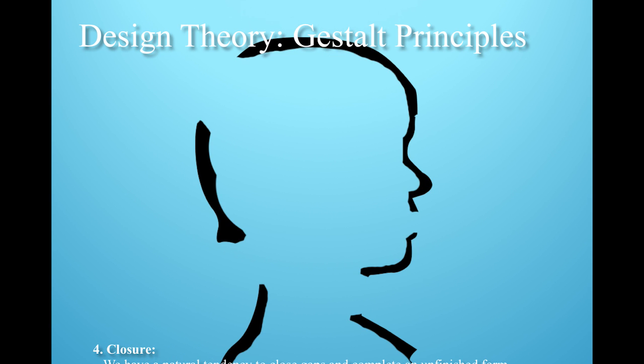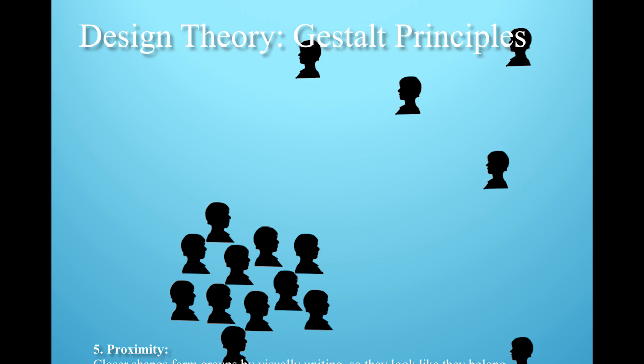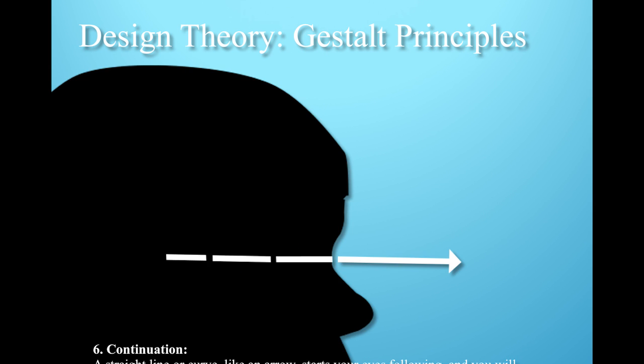Closure. We have a natural tendency to close gaps and complete an unfinished form visually, such as pliers or a gate in a fence or the opening of the letter C, etc. Proximity. Closer shapes form groups by visually uniting, so they look like they belong together. This is like being in a game of football or something. You can tell when they're together and they're apart. But also you've got color and everything too.